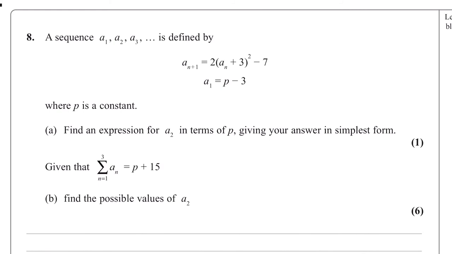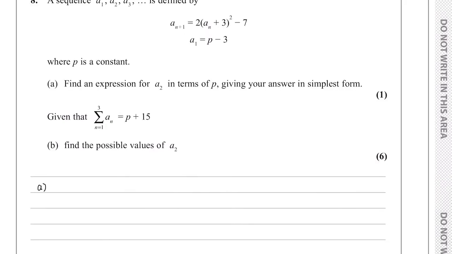Problem 8. A sequence a1, a2, a3 is defined by this relation: a(n+1) equals 2 times (an plus 3) squared minus 7, where a1 is p minus 3. P is a constant. In the first part, we have to find the expression for a2 in terms of p, and we have to give the answer in the simplest form. For the second part, the summation of an where n equals 1 to 3 equals p plus 15, and we have to find the possible values of a2.